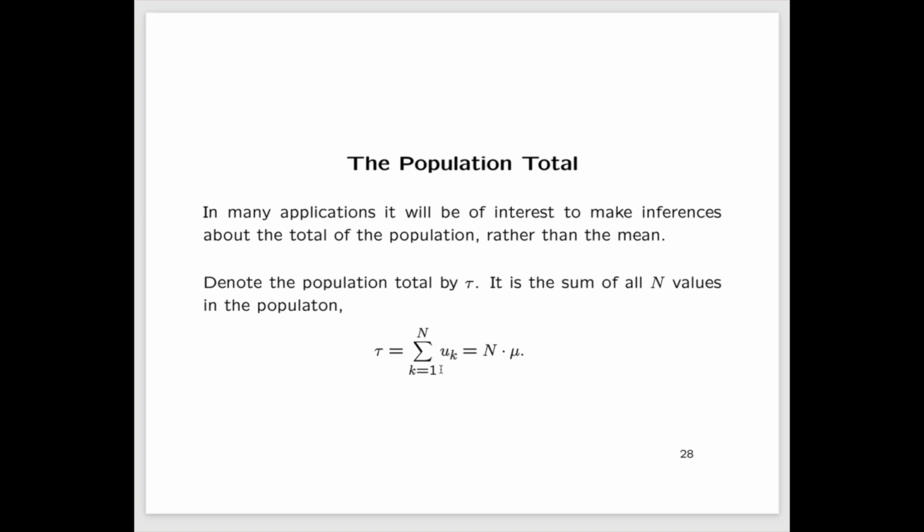Remember that we're using the letter u to represent values in the population when we're looking at the entire population. Now, this can also be expressed as the size of the population times the population mean, mu. So we can represent the population total in either of these two ways.